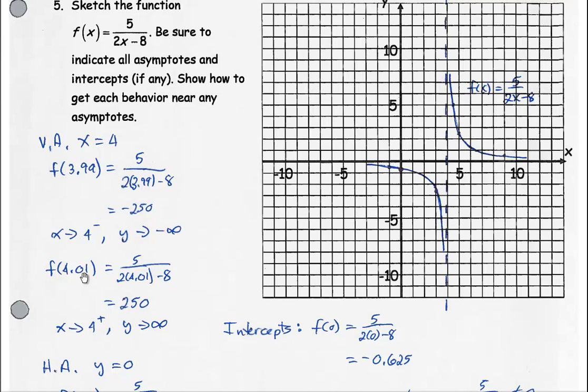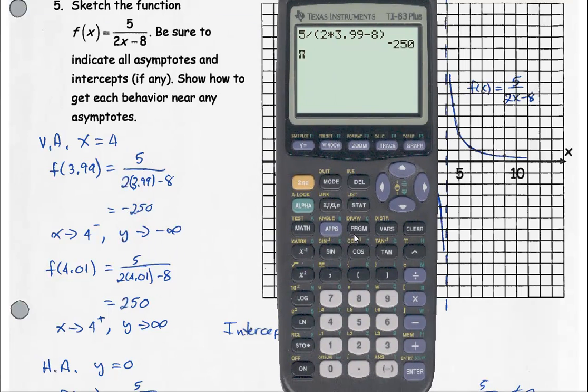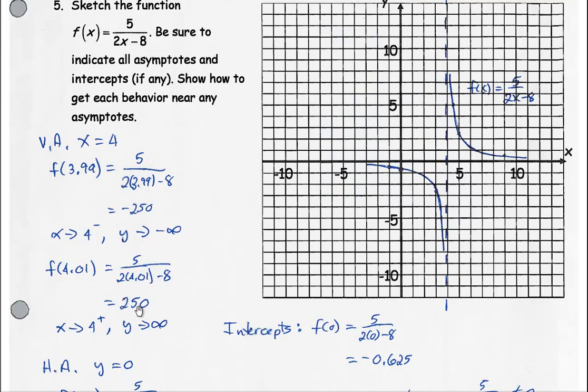So I took a number slightly bigger than 4, like 4.01, and did the same kind of calculation. And actually, that's pretty easy to show here. So I want to put 4.01 here. And it works out to be positive 250. And so that implies that as x tends towards 4 from the positive side, from the right, the y value is tending towards positive infinity, so it's going up like this.